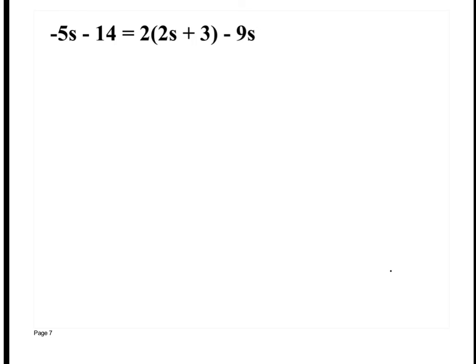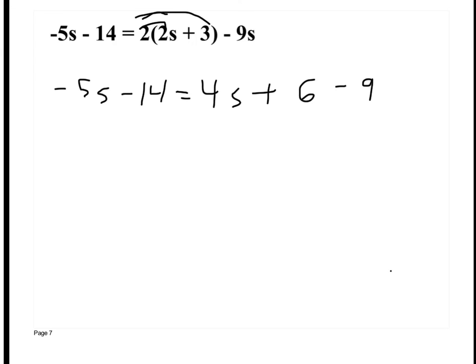Negative 5s minus 14 is equal to 2 times 2s plus 3 minus 9s. So what's my first step? Distribute. If you're not sure you can divide both sides by 2, then just distribute it out. Don't divide by 2 if you're not sure. Everybody understand? I just taught you that because that's an easier step. Saves you some work. Negative 5s minus 14 is equal to 4s plus 6, because 2 times 2s is 4s, and 2 times 3 is 6. And I have 9s minus s.